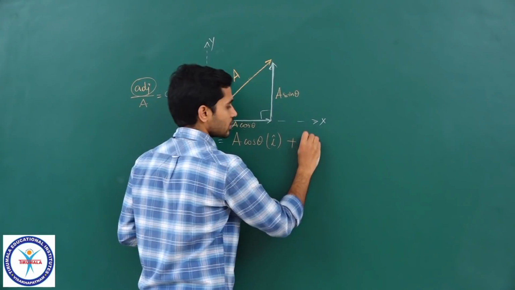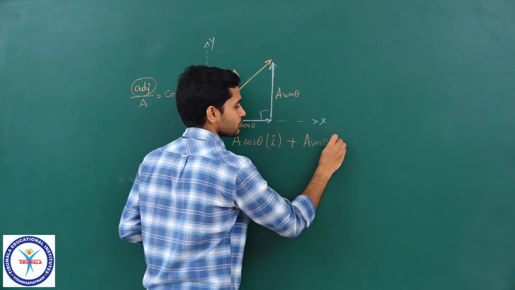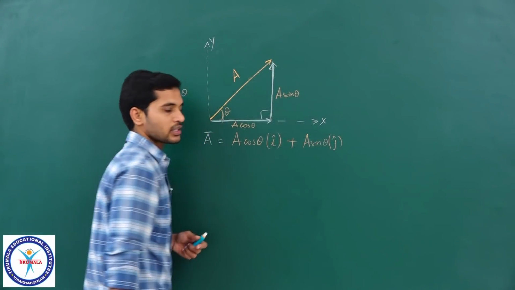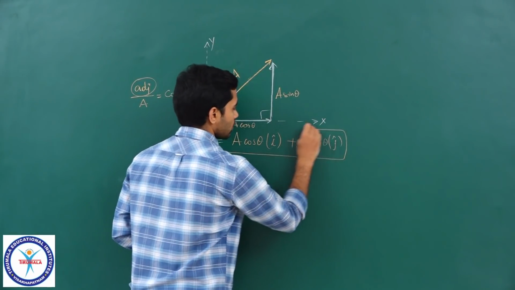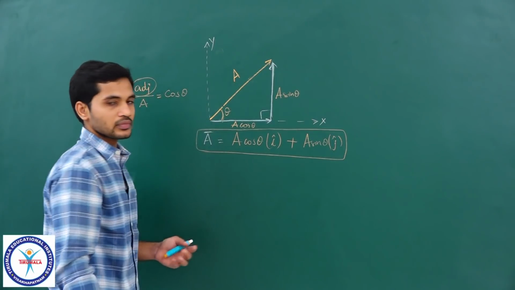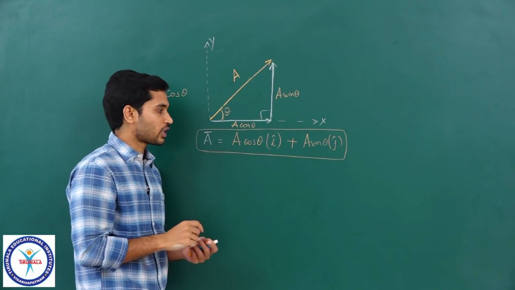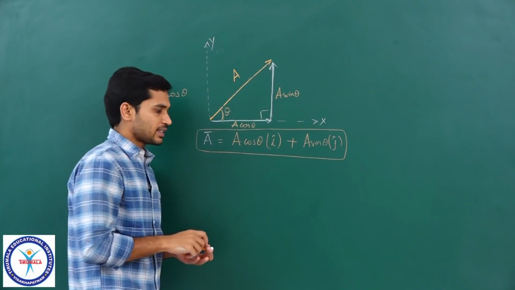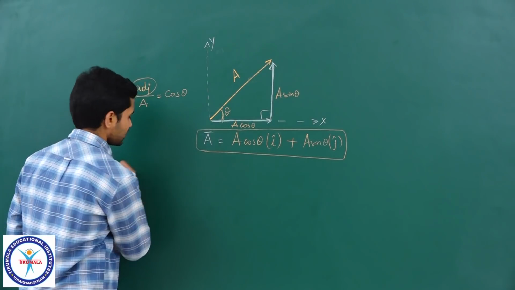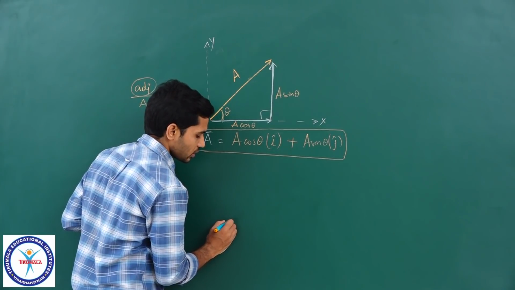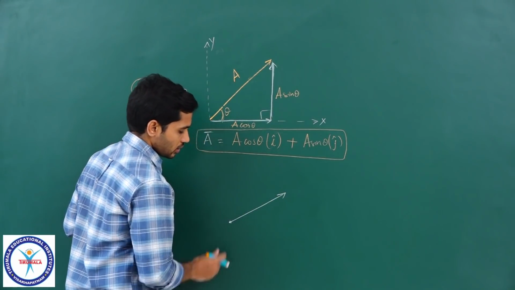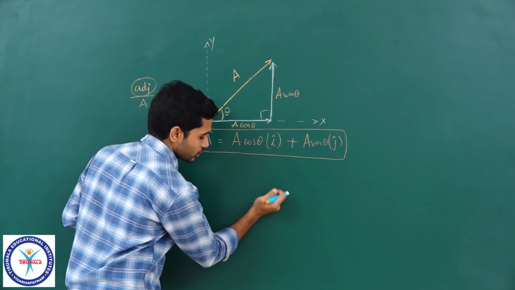So, that is it. A sin theta j cap. Clear, students? So, that is the general form of a vector when written in its components form. Now let us see a quick resolution of this vector. This triangle is something we will be using quite frequently. Some of you must have known the value also.